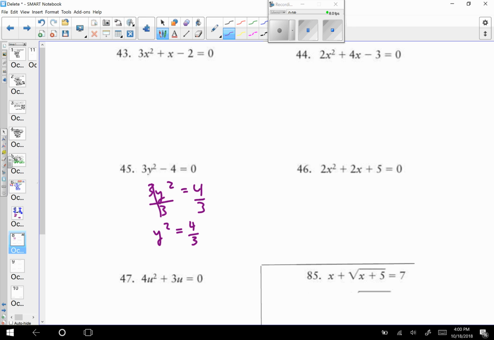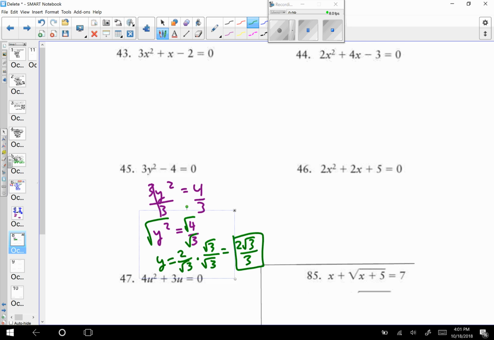We want to square root. I'll just do this in a different color so you can see it, right? Square root everything. So we get y is equal to, the square root of 4 is 2, over, on the bottom we have radical 3. But we can't have a radical on the bottom, so we have to rationalize that by multiplying it by itself. So on the top we have 2 radical 3 over, radical 3 times radical 3 is 3. So that's going to be our final answer.